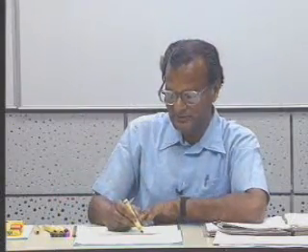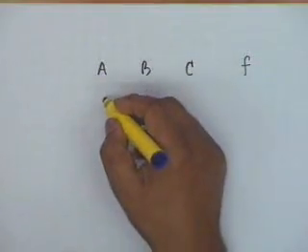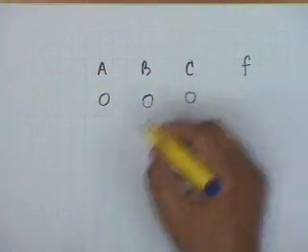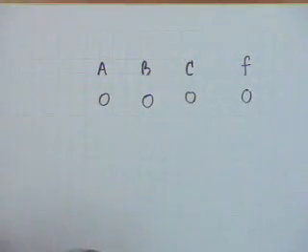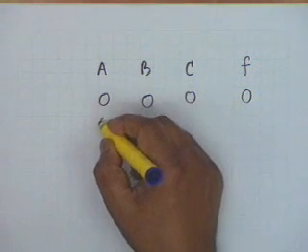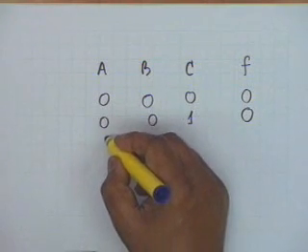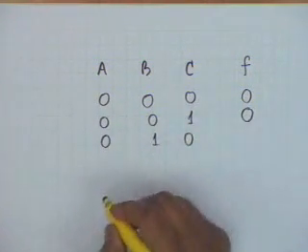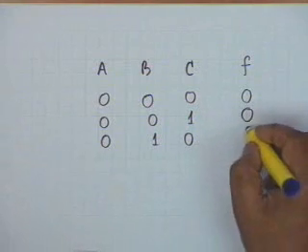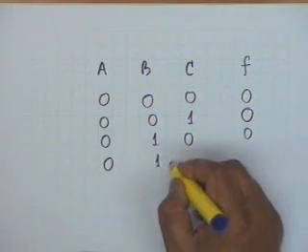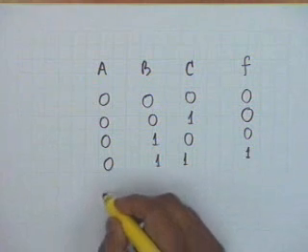Obviously, it's a vote-taking situation. Let these 3 people in the board be A, B, and C, and let the decision be F. Therefore, if A, B, and C are all 0, the decision is 0. If 0, 0, 1, then the decision is 0. If it is 0, 1, 0, you see that I am increasing by 1, it is 0. 0, 1, 1, it is 1.